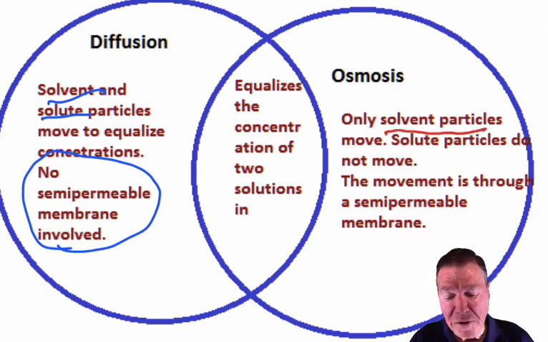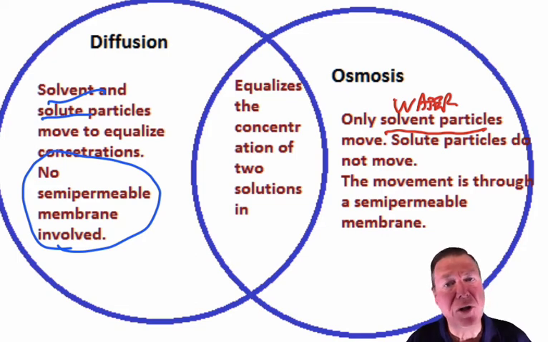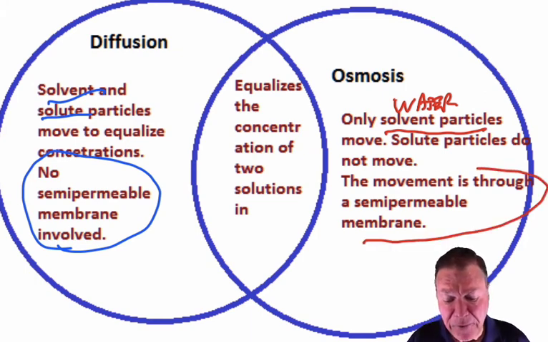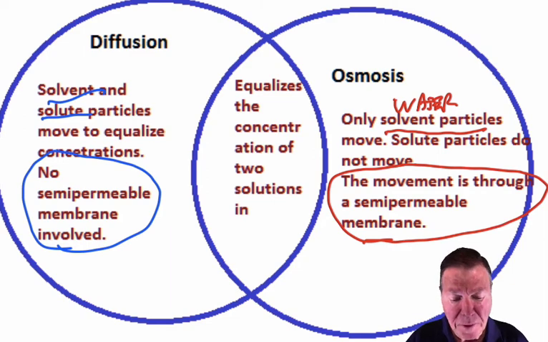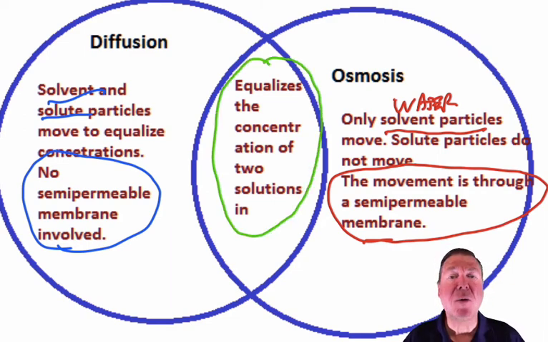In osmosis, only the solvent moves. This would be water. So only the water's moving, not the salt, not the sugar that's in the solution, but only the water, okay? And it does have a semi-permeable membrane. It has to prevent the salt or the sugar from moving, or whatever we're talking about. Both of them, the goal is to equalize the concentration of the solutions, or the concentration of whatever we're talking about in the two areas.